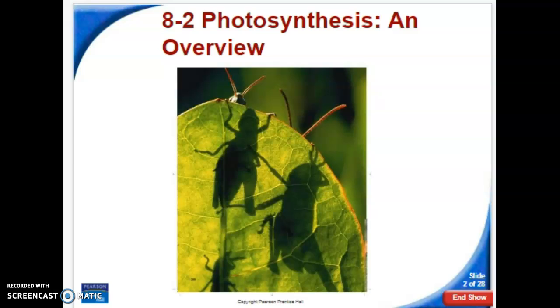This chapter is going to be a quick overview of photosynthesis. We all know that green plants go through photosynthesis. You have autotrophs and heterotrophs. Green plants would be our autotrophs because they make their own energy.